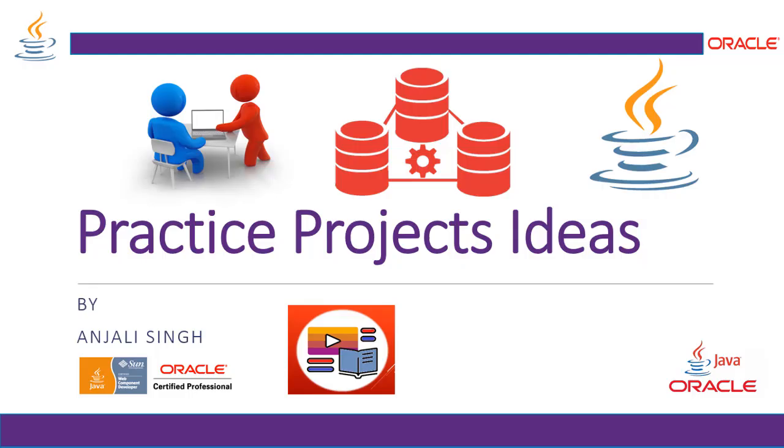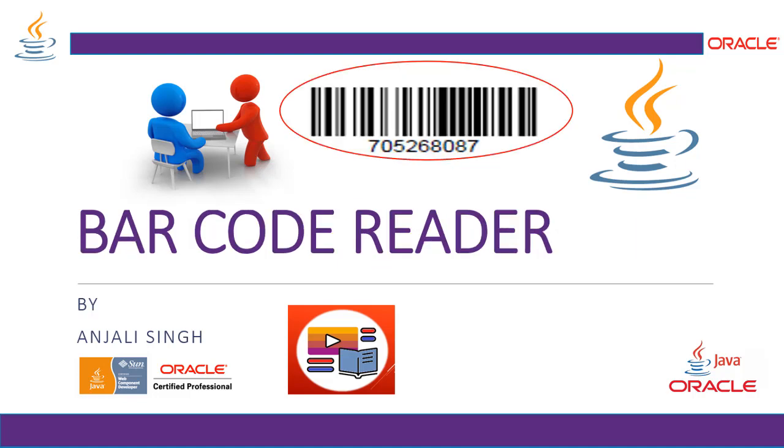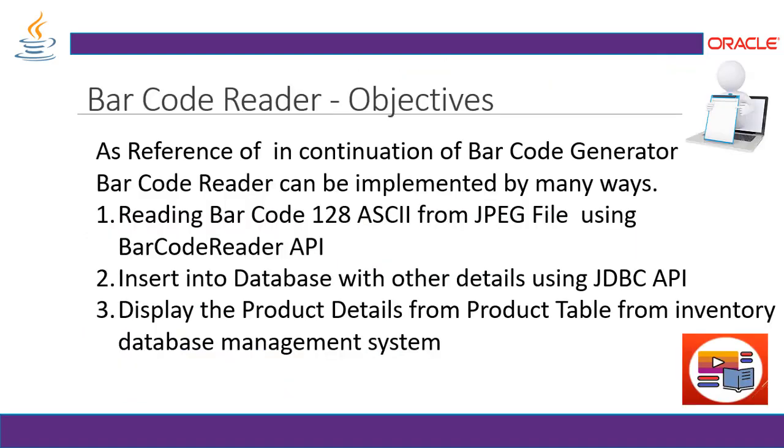Let's make coding fun. Practice project ideas: barcode reader. As a continuation of the barcode generator, the barcode reader application can be implemented in many ways. As per our last session about the barcode generator, we created a Barcode 128 ASCII character and wrote it into a PDF file. Now, in this session, we are going to see how we can read the same Barcode 128 ASCII character from a JPEG file using a barcode reader API.